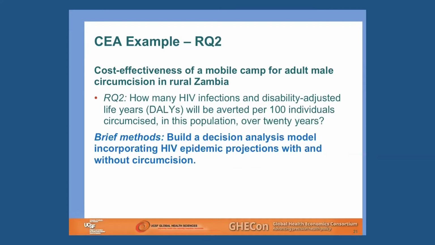The second one: how do we quantify the benefits of this mobile camp? What we'd want to do is build a decision analysis model that takes into account the mobile circumcision camp and what would happen if there was not a mobile circumcision camp. Remember, I've been emphasizing that there needs to be a comparator. So the intervention is there is a camp and the comparator is no camp. And we're going to build a decision model that projects the costs and consequences of each of those two options.